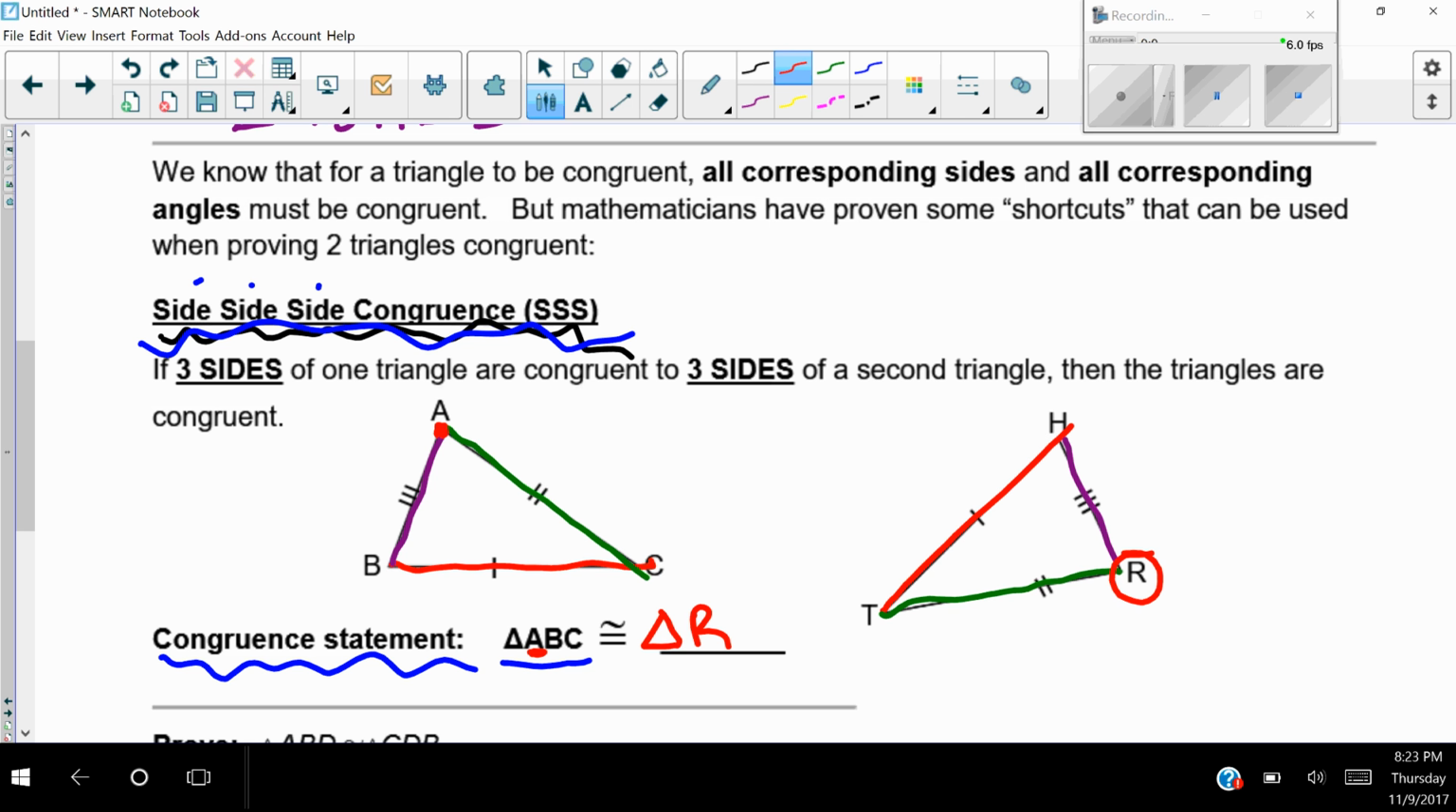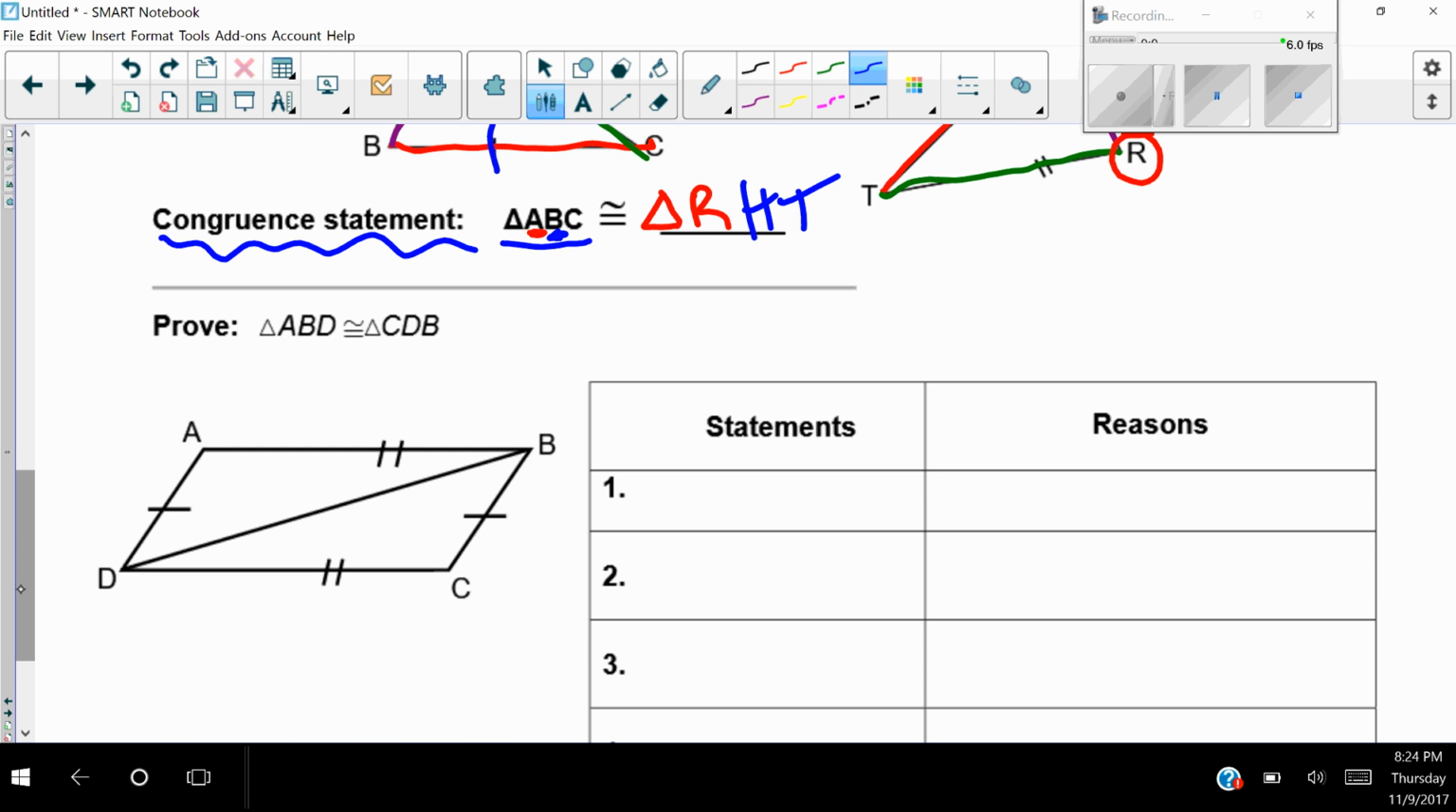And then they went to B. B is the one between 3 congruency marks, 1, 2, 3, and then 1 congruency mark, or purple and red. The one between purple and red is H, so R to H, and then of course T is the only one left. So that is the order that we have to put our second triangle in, and we're saying that these 2 triangles are congruent. I don't know anything about the angles, but I know all 3 sides are congruent, therefore my 2 triangles have to be congruent. I'm going to show you guys how to do this in a proof.